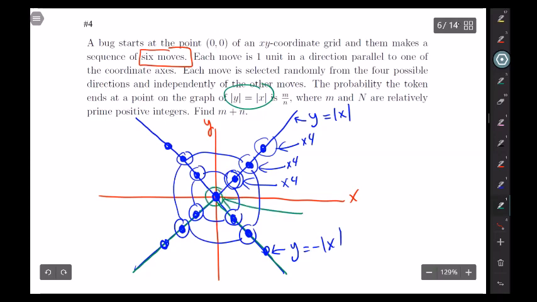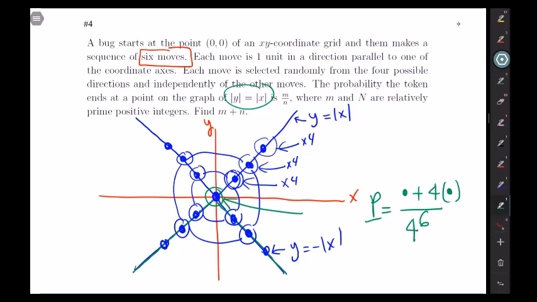So the question is asking for a probability, obviously. Yeah, so the denominator would be what? We have 4 choices at each move. So 4 to the power 6. For the numerator, we will end up with whatever is the origin, a number, plus 4 times another number. Do you guys agree?